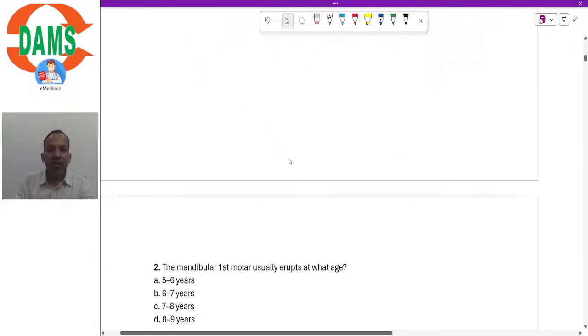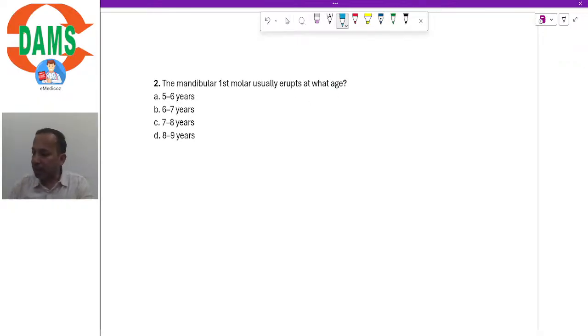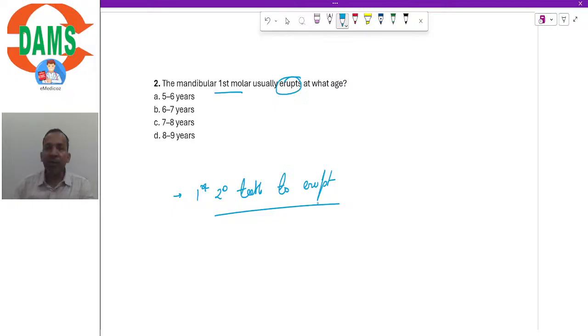So let's go to the next question. The mandibular first molar usually erupts at what age? So chronology में से एक question हो गया, right? When does it erupt? It is the mandibular first molar. Just like the maxillary first molar, the mandibular first molars are the first permanent teeth to erupt, isn't it?